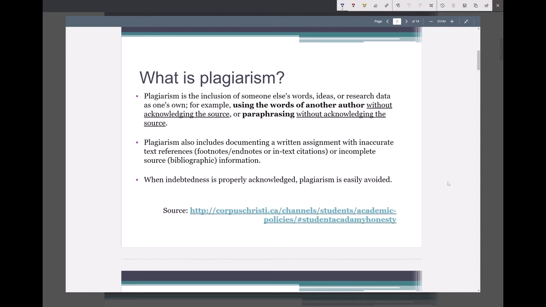So, just to review, we have the definition of plagiarism, which is using somebody else's ideas, words, or research data without citing.